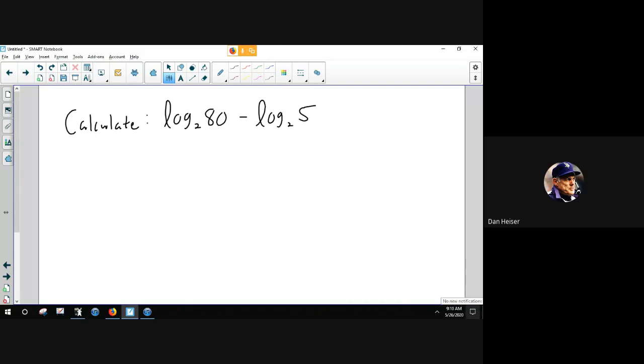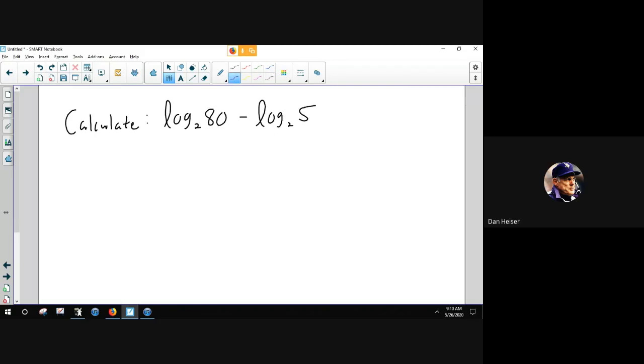Let's put those properties to work. Let's calculate this. I'll give you a few moments. Hit pause if you'd like. See if you can figure this one out on your own before I show you how to do it. Okay.